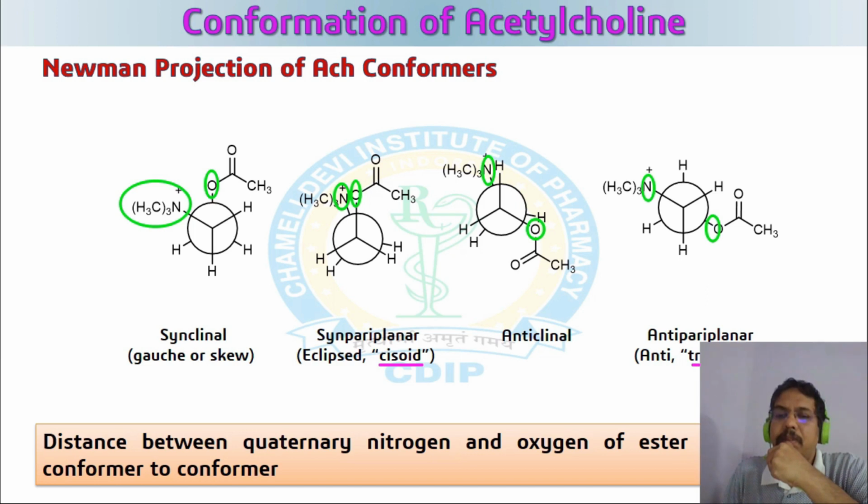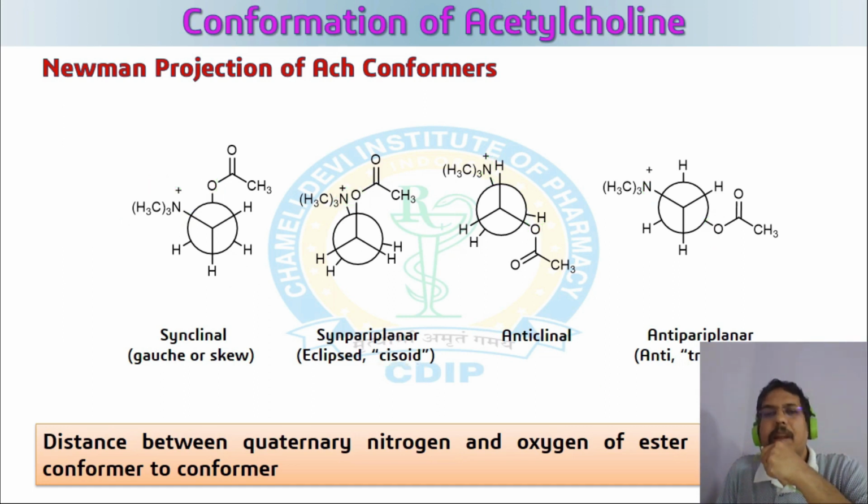For better understanding of this, we try to study the molecule in which free rotation is hindered. In acetylcholine, free rotation is not hindered because it has a single bond. But if we study a compound in which the free rotation is hindered, then it gives a better understanding of the specificity of the cholinomimetic agents.